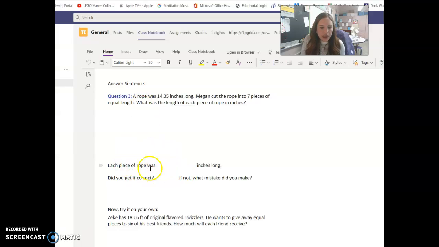So let's write in our answer. Each piece of rope was 2.05 inches long. Don't forget to answer: Did you get this correct? If not, what mistake did you make?